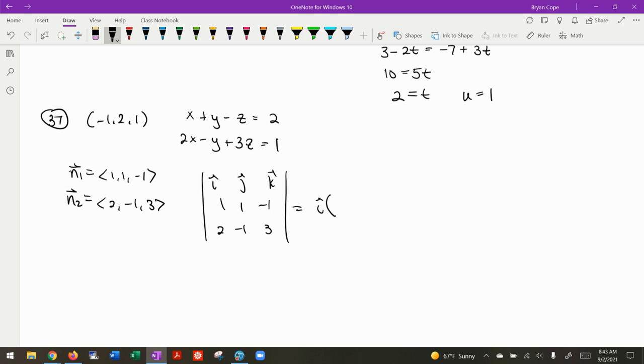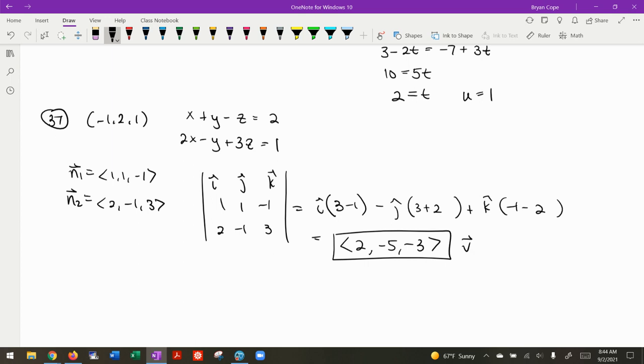So for our i component, I have 3 minus 1. For our j component, I have 3 plus 2. And for our k component, I've got negative 1 minus 2. So my vector is 2, negative 5, negative 3. This is my direction vector v for my line of intersection.